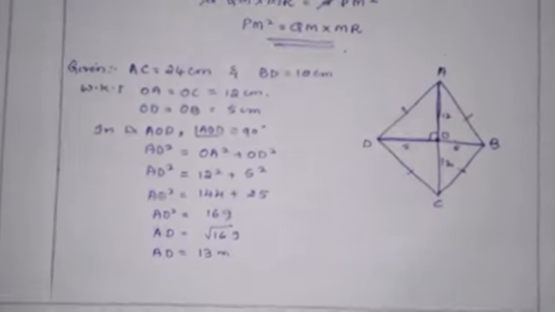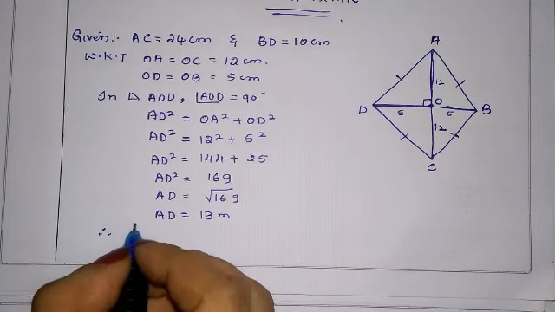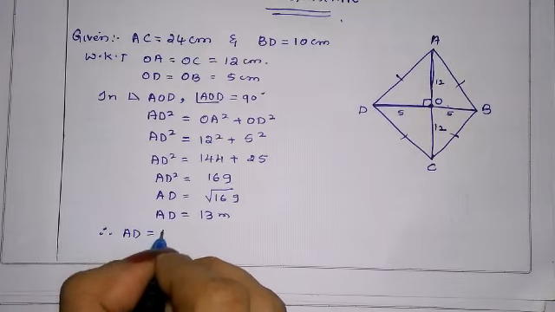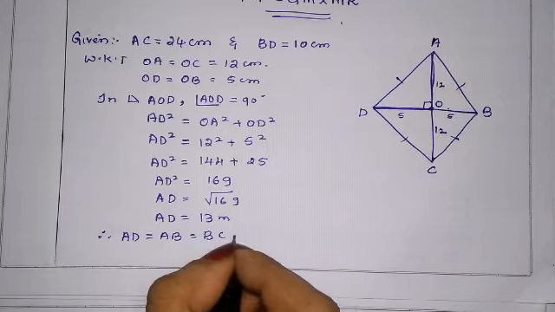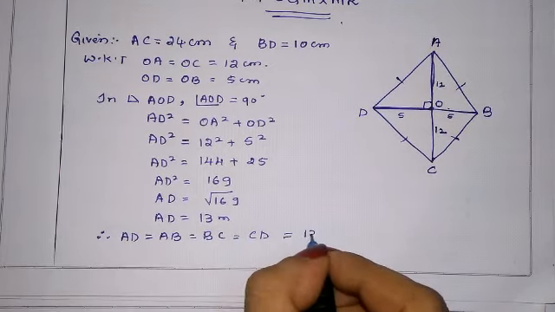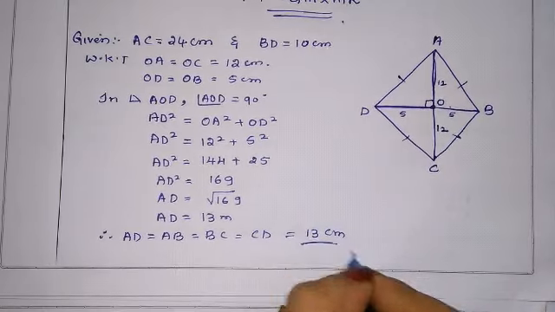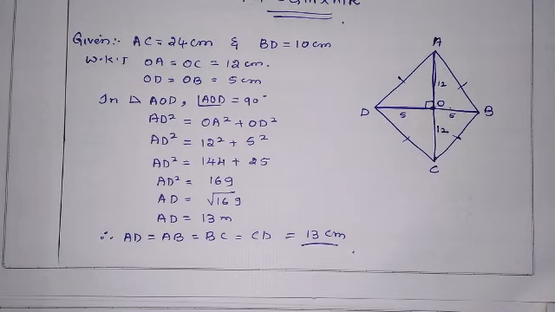See, we know that in a rhombus all the sides are equal. Therefore, we should write AD equals AB, which is again equal to BC, which is equal to CD. All sides are 13 centimeter. Okay, we got the sides of the rhombus. Now let us see the next question.